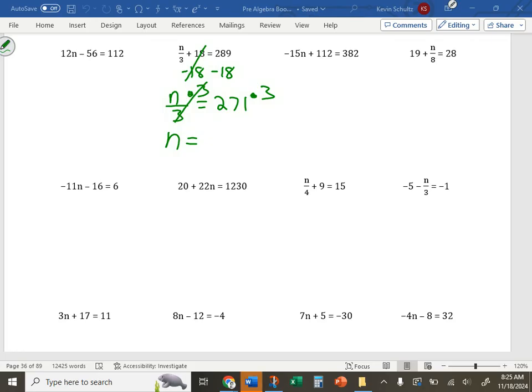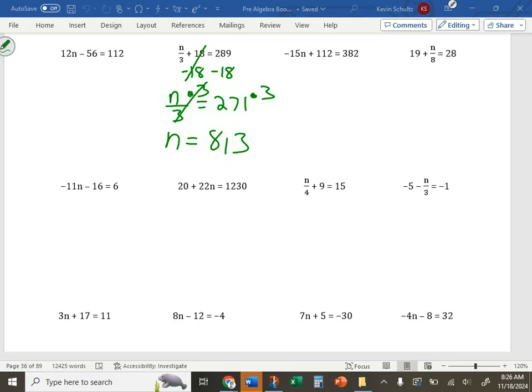N is by itself, and 271 times 3, someone with the quick maths, 813? Yeah. Is that right? So n equals 813. And again, check this. Does 813 divided by 3 plus 18 equal 289? Yes, it does. You have a calculator. Okay? Doesn't take long to check it. Plug that value back in. And if you make a mistake, then you'll catch it. So it's worth a couple seconds.